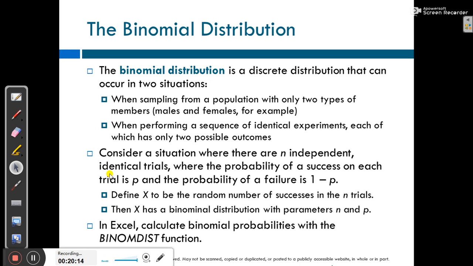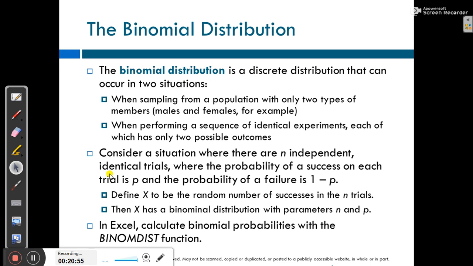Consider a situation where there are n independent identical trials and where the probability of success on each trial is p and the probability of failure is 1 minus p. So suppose you want to check that a value occurs in either of two classes. If it occurs in class A, then it will not occur in class B, and if it occurs in class B, it will not occur in class A. That is why, to understand the probability, consider n independent identical trials where the probability of success on each trial is p and the probability of failure is 1 minus p.